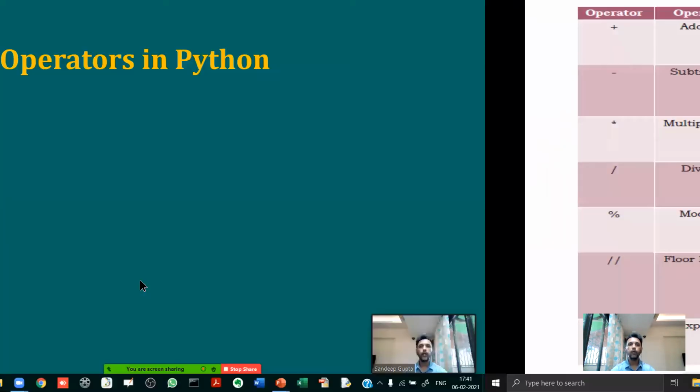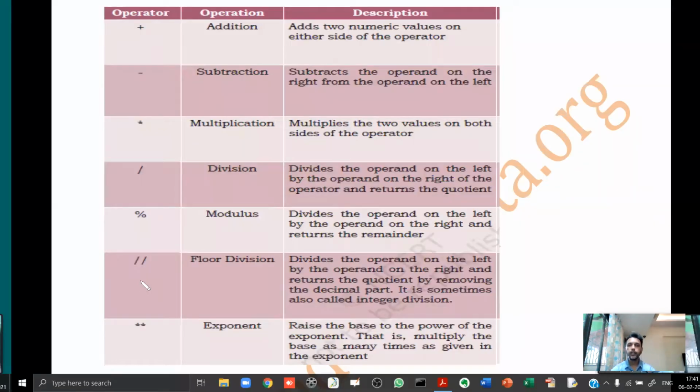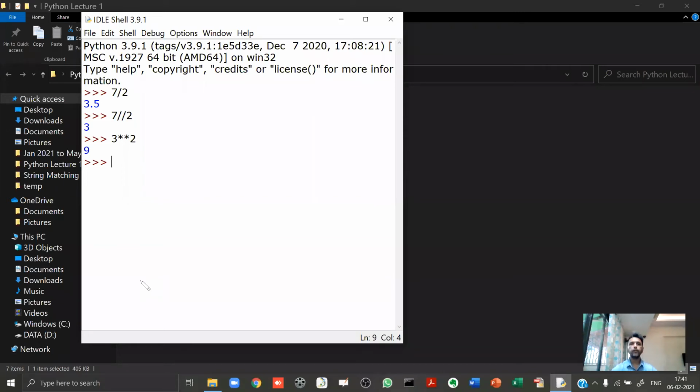Now, let me see how attentive you are. Once again, if the shell is open in front of you, just try this operation: 4 plus 2 into 3. Come on, try to do this.